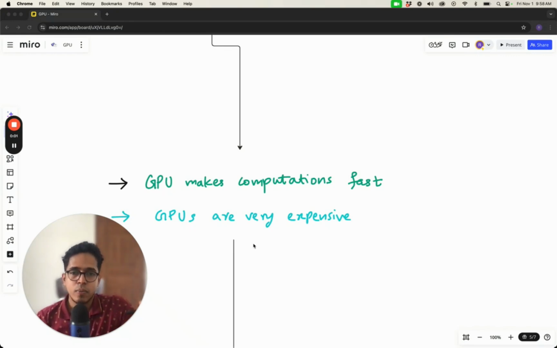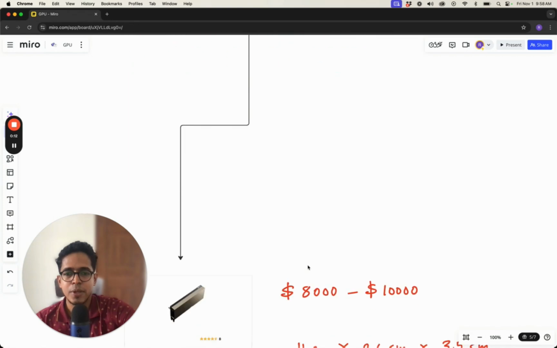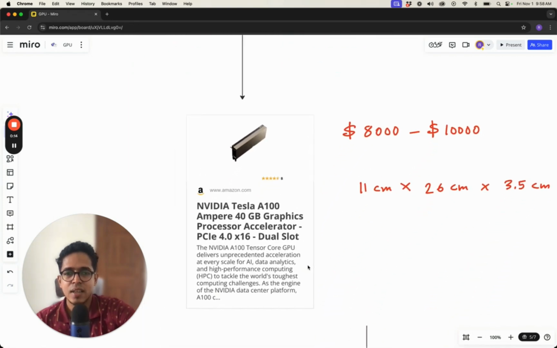Even if you don't know much about GPUs, you must have heard that GPUs make computations very fast and they're also quite expensive. So let's have a look at what a modern GPU looks like, how big it is, and how expensive it is. So this is the NVIDIA Tesla A100. It's around 26 centimeters in length, 11 centimeters in width, and 3.5 centimeters in depth.